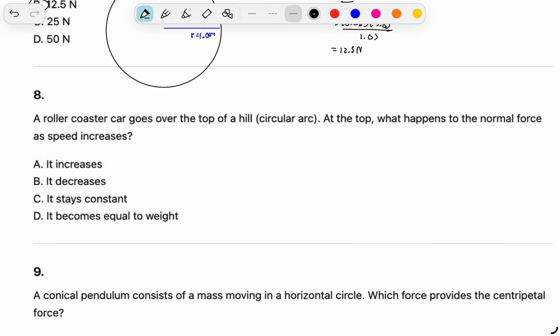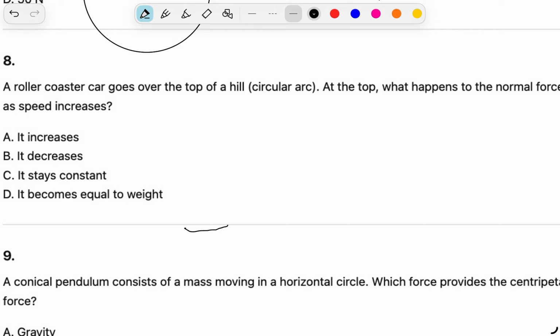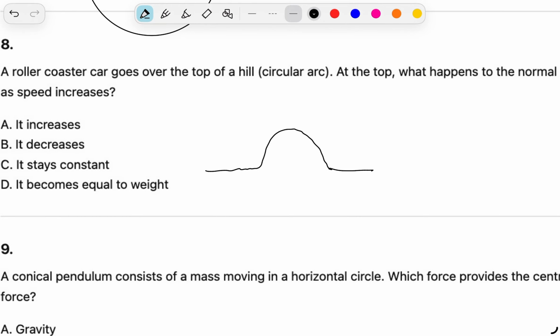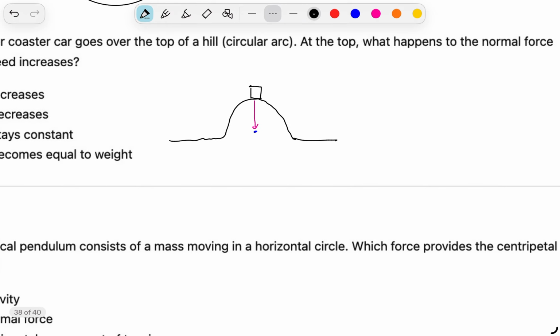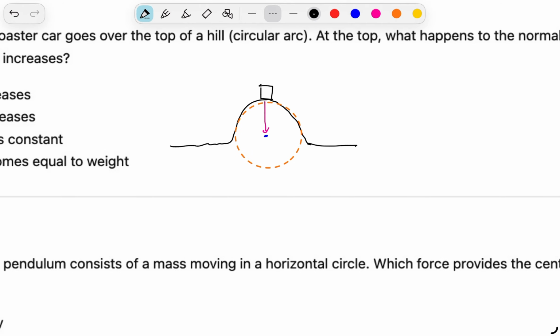A roller coaster car goes over the top of a hill in a circular arc. At the top, what happens to the normal force as your speed increases? So we're going to say that this is our hill, right? So at the top of the hill, you have something that is going to be pulling it down. So you're at the very peak of this, and you can see that your hill is going to create a circle because it's a circular arc. So we're asked, okay.